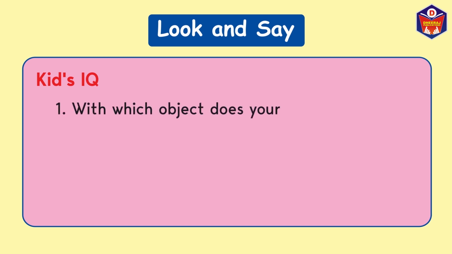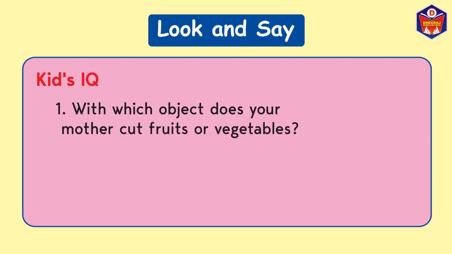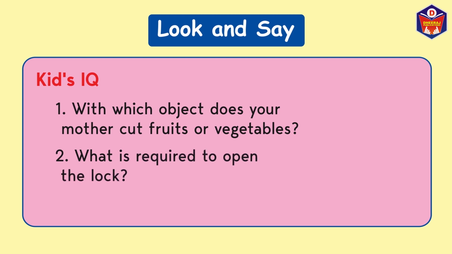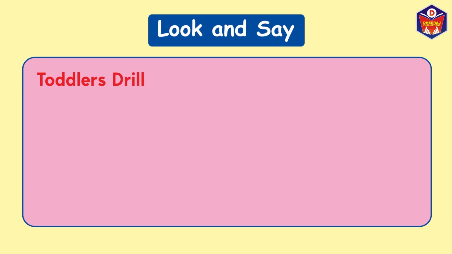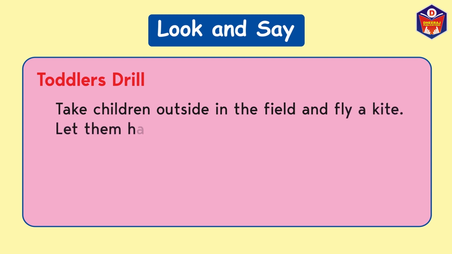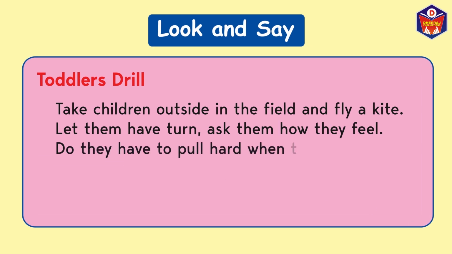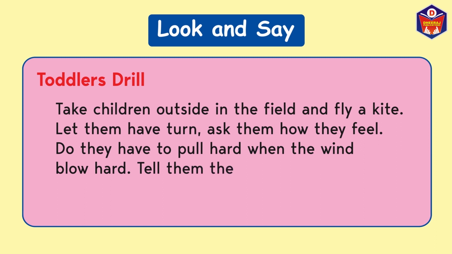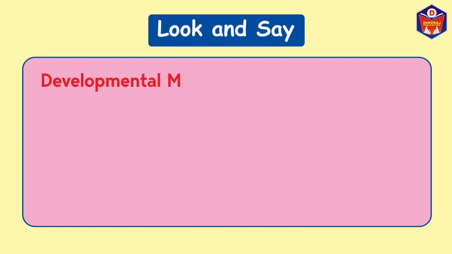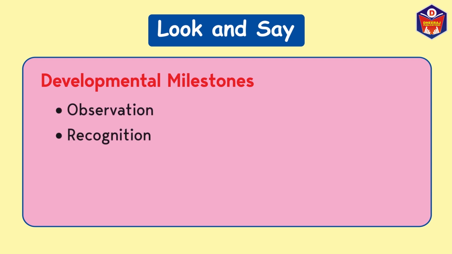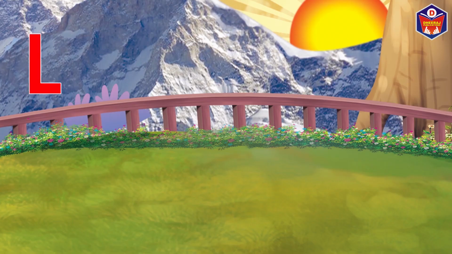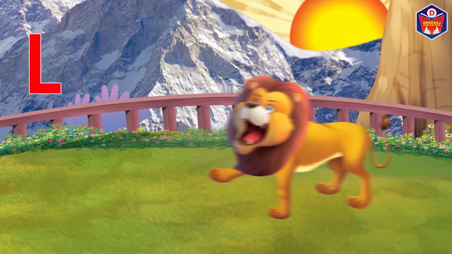Kids IQ. Question 1. With which object does your mother cut fruits or vegetables? Question 2. What is required to open the lock? Toddler's drill. Take children outside in the field and fly a kite. Let them have a turn. Ask them how they feel. Do they have to pull hard when the wind blows hard? Tell them the reason. Developmental milestones: observation, recognition, association.